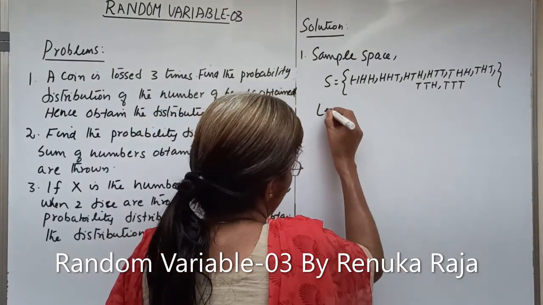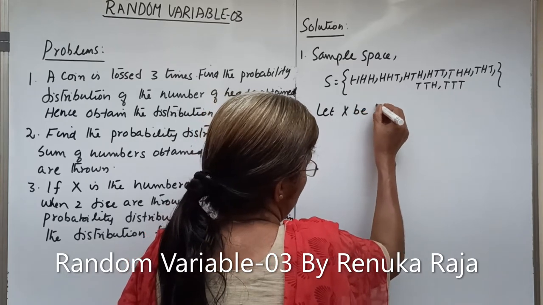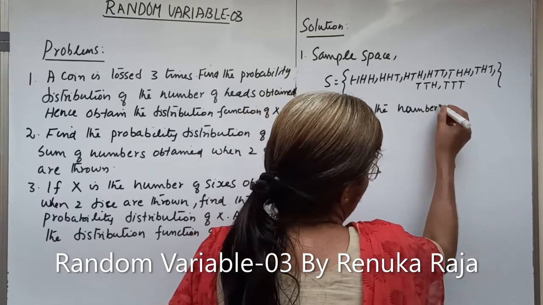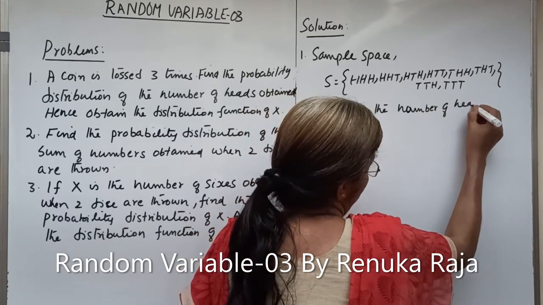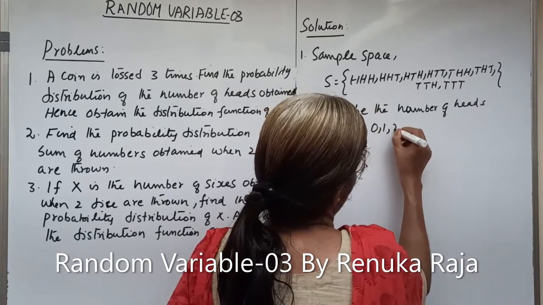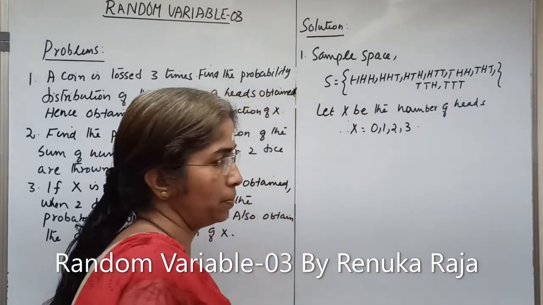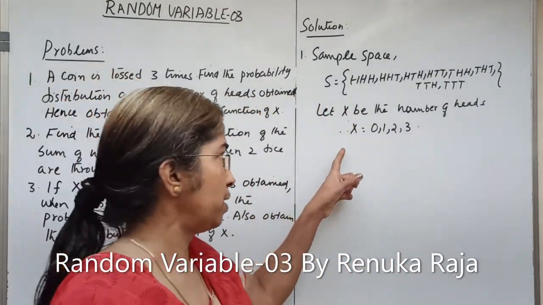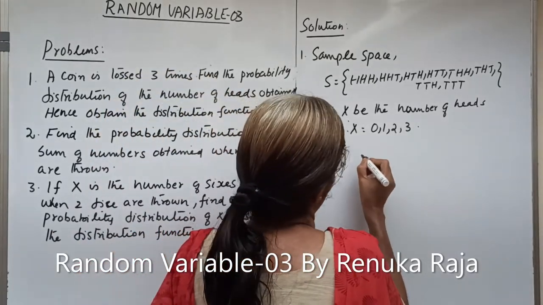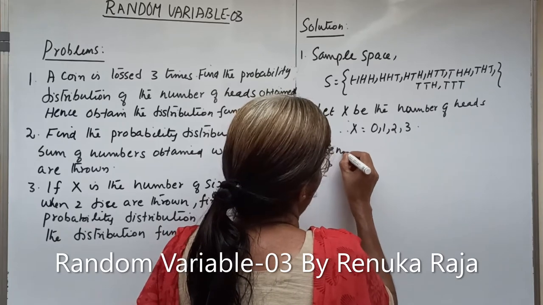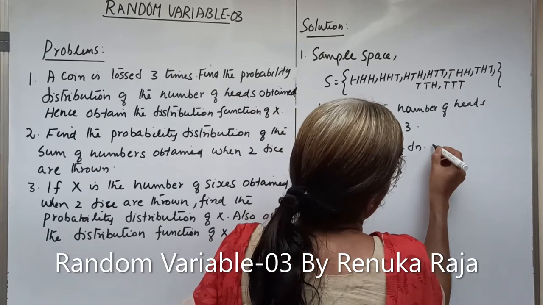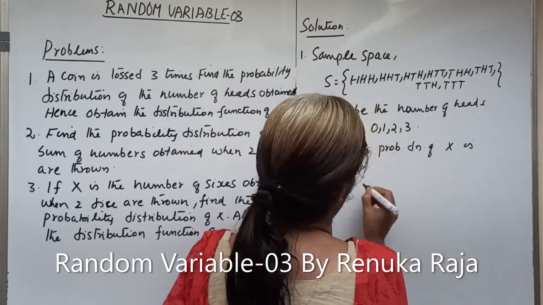Now X, what is X? Let X be the number of heads obtained. Therefore X takes the value 0, 1, 2, 3. Now what is the probability distribution? The probability for each of this X gives the probability distribution as a table. Hence we can write the probability distribution of X in the form of a table.